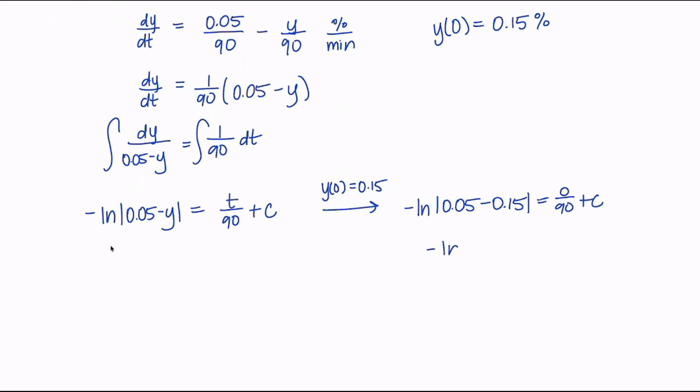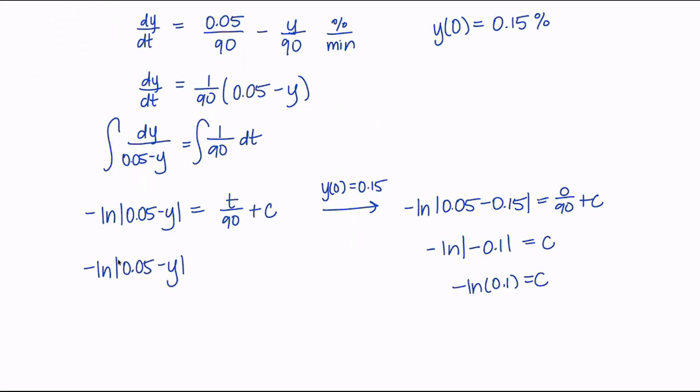So we're going to have negative natural log of 0.05 minus 0.15 is equal to 0 over 90 plus c. So we get negative natural log of the absolute value of negative 0.1 here is equal to c. Well, the absolute value of a negative makes it positive. So we just have negative natural log of 0.1 is equal to c.